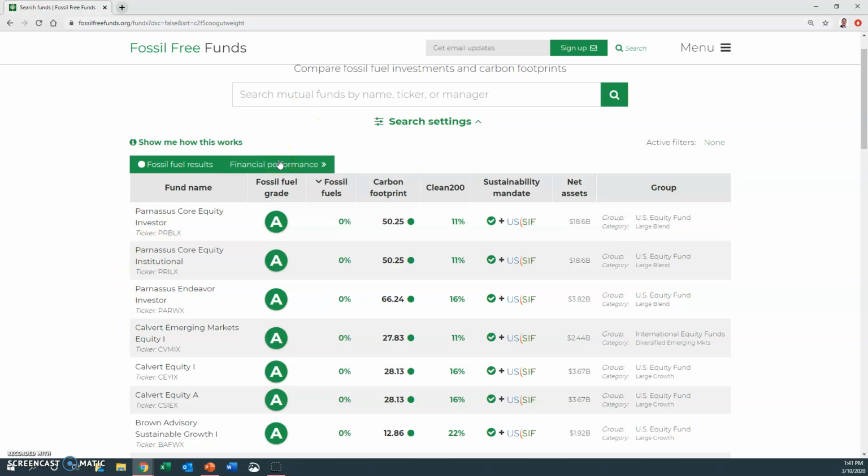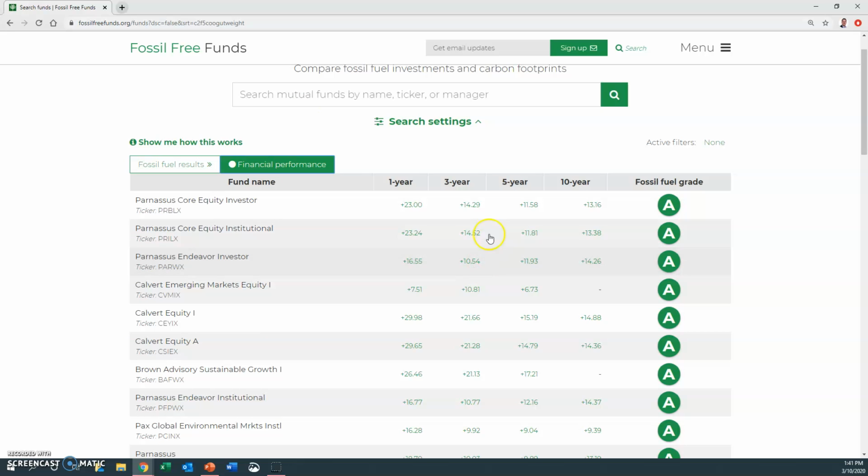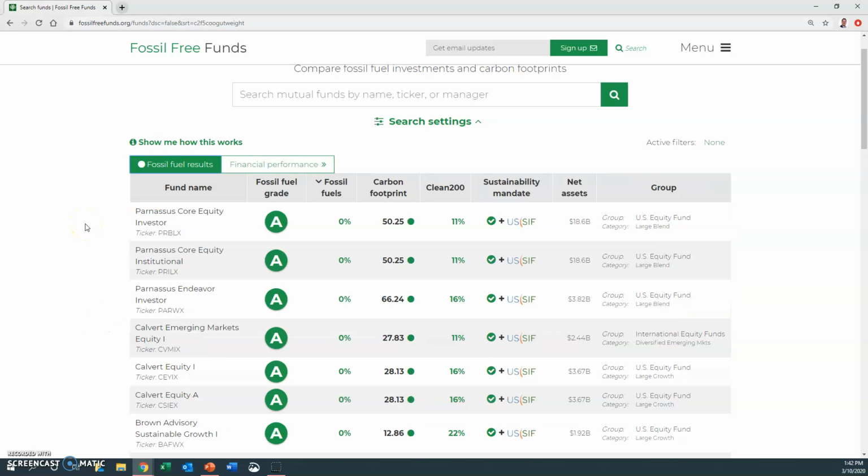And one of the interesting things, as I mentioned earlier, if we look at financial performance, what you'll notice is a lot of these have really great returns. 13, 14% over a 10-year span. That's excellent. 23%, almost 30% in some of these. So although you're investing in something that's environmentally friendly or socially responsible, I think the dollars are also being used for giving good returns.